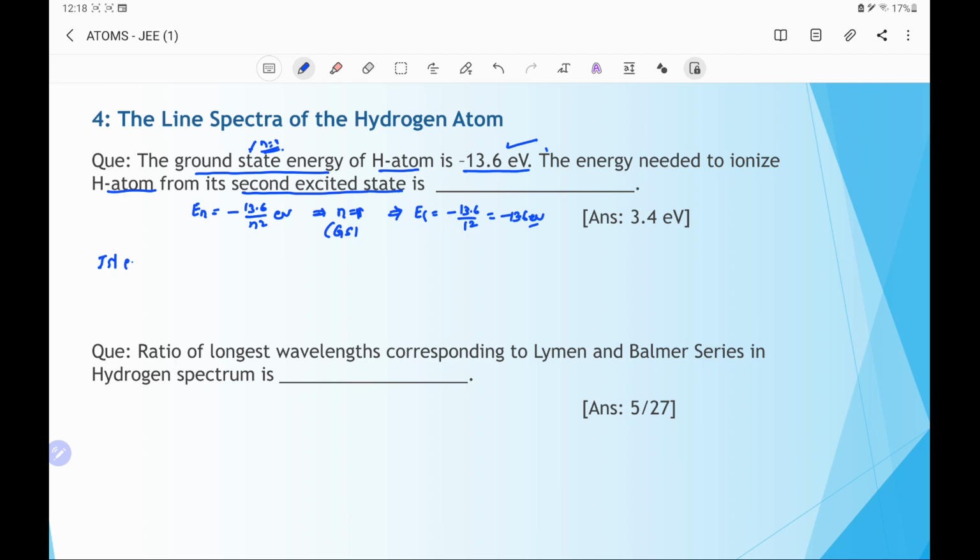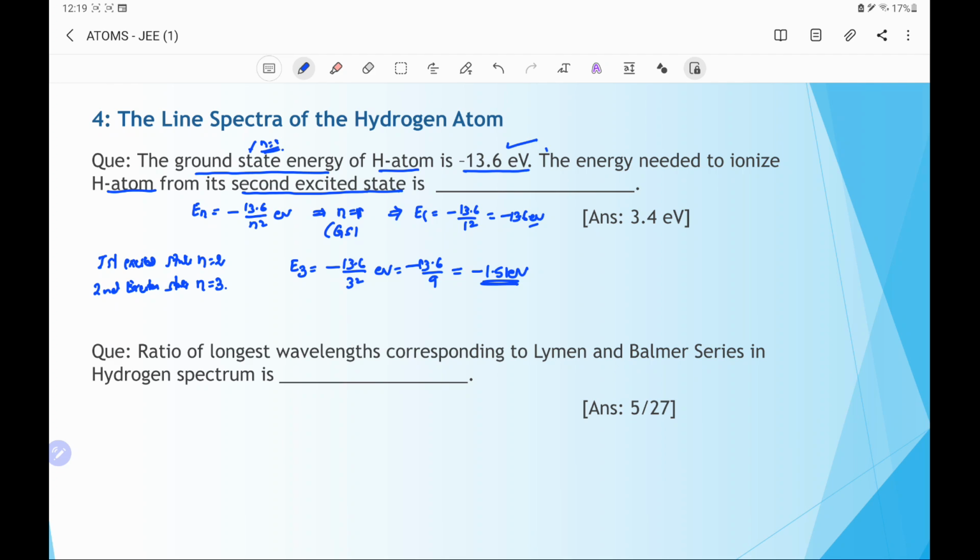First excited state refers to n equal to 2, and second excited state refers to n equal to 3. So the energy of the third orbit will be equal to minus 13.6 divided by 3 square electron volt, that is equal to minus 13.6 by 9, and it is equal to minus 1.51 electron volt.